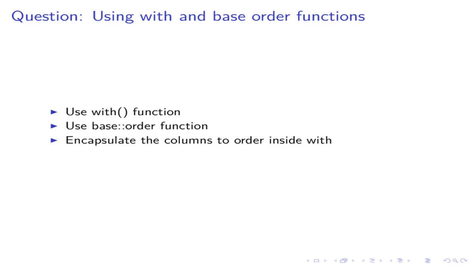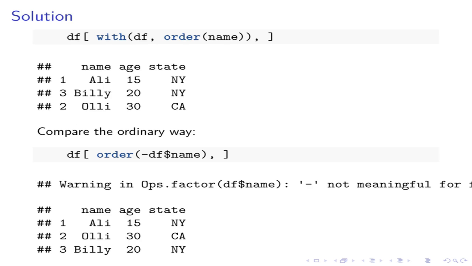Next question, using with and base order functions. There is a function called with that lets the programmer specify the column names without prepending them with their data containers. This might be used in order to make order function work a little bit like dplyr. How to use it to sort the data frame? Here is the solution.